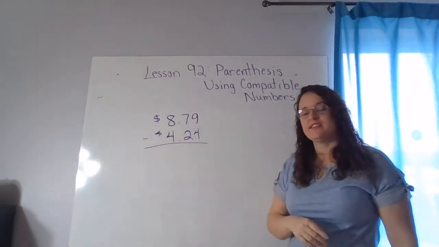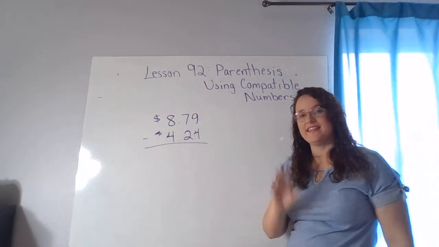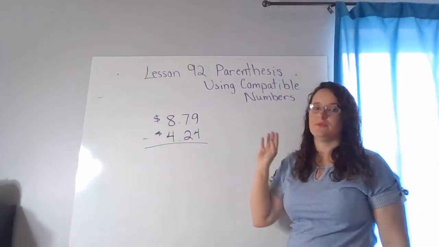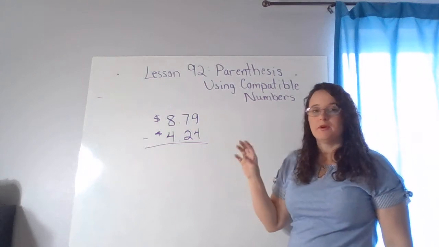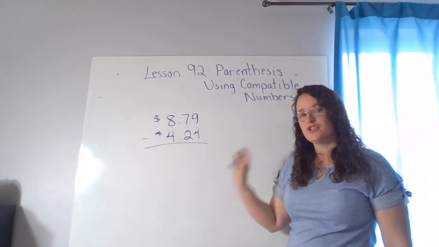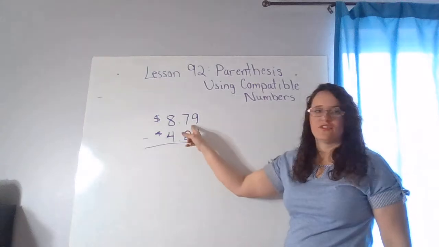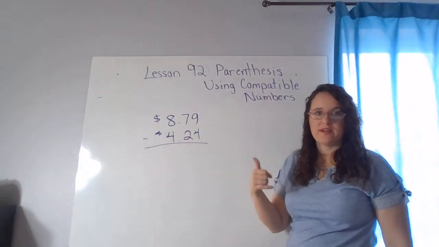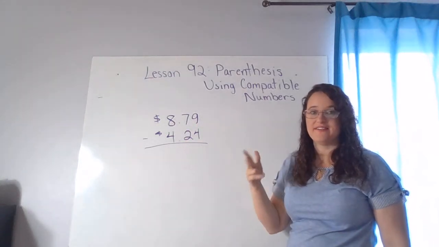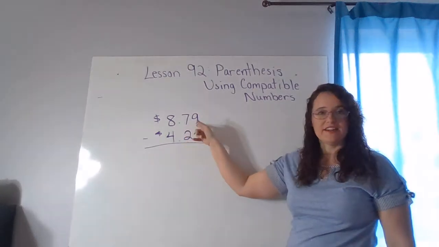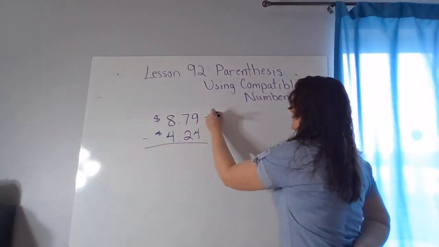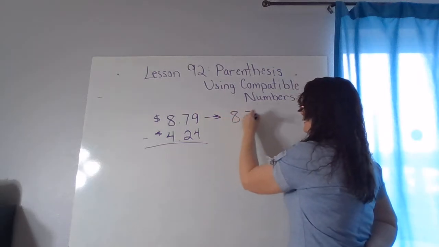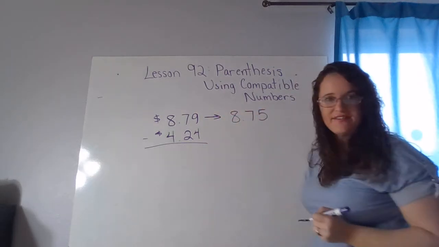I could round to the nearest whole dollar, yes. And that's what many of you will do probably most of the time when you see this type of answer. But what we want you to start recognizing is those quarters, that 25, 50, 75 cents. So if you notice here, 8.79, that's really, really close to 8.75.